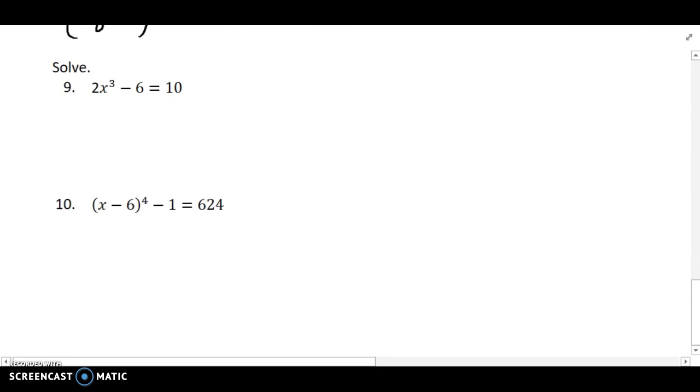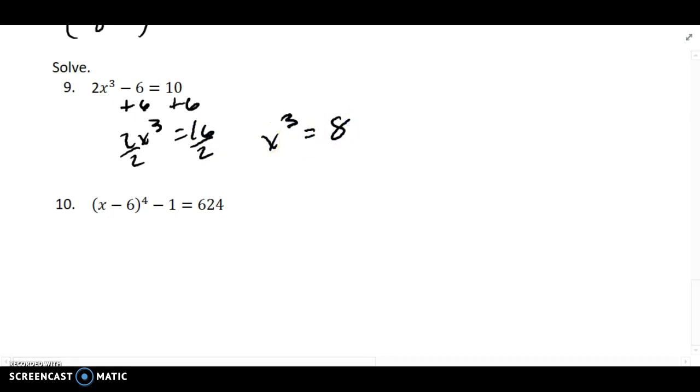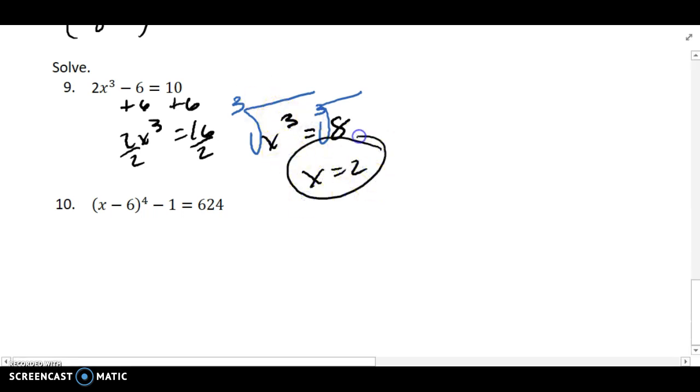So finally, we're going to solve. Solving isn't too hard, so we're just going to get that power by itself. So we're going to add 6. So we have 2x to the third is equal to 16. Divide off the 2, so we get x cubed is equal to 8. And then again, to get rid of this power, we're going to third root. So notice powers and roots are opposites, so we're going to get 2, because 2 times 2 times 2 is 8. We could double check our math, plug it in if we'd like.